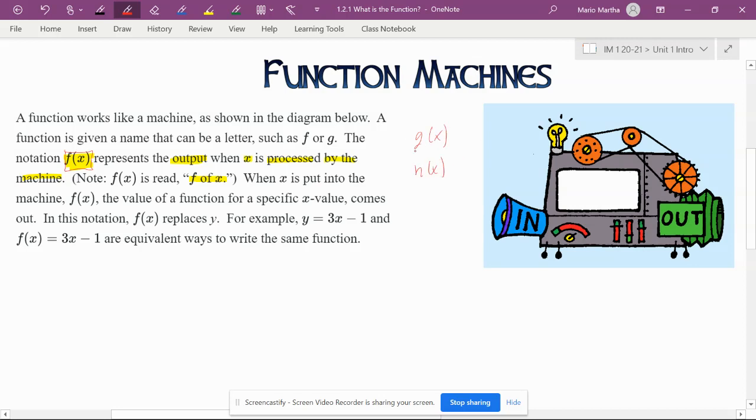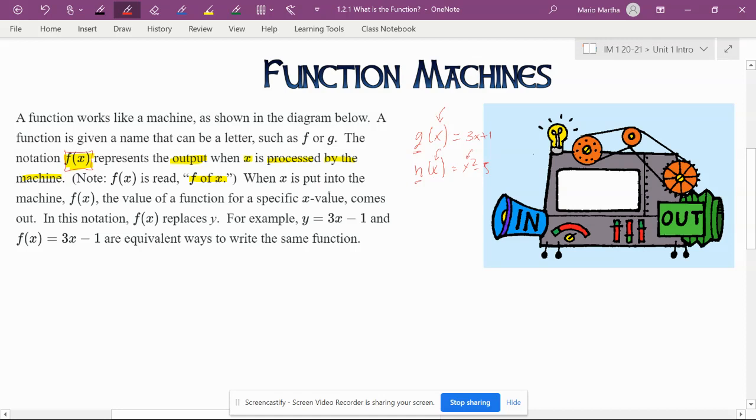So again, the letter in front is the name you give the function, and the variable x is the one it's dependent on. That means we should see another x in the equation. It could be like 3x plus 1, or even x squared minus 5. So this tells us the number that goes in here is the number that we replace x with.